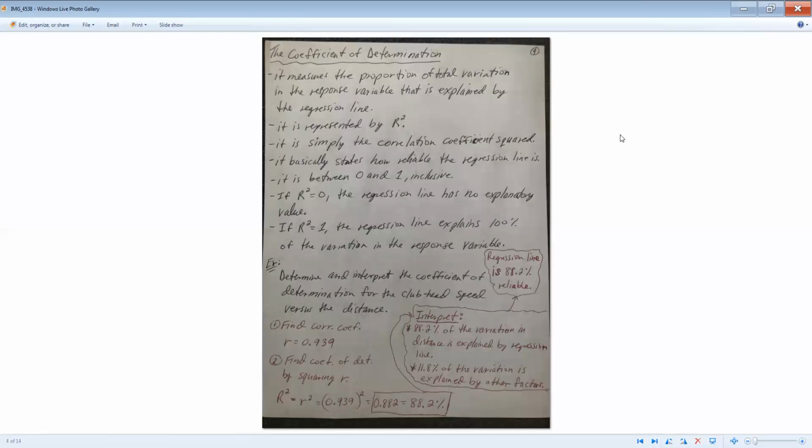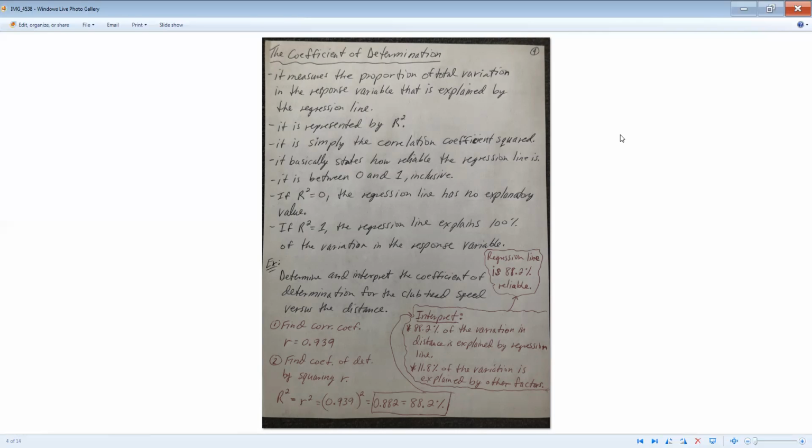Last thing in this section, the coefficient of determination. It measures the proportion of total variation in the response variable that is explained by the regression line. It's represented by capital R squared. It's simply the correlation coefficient squared. It basically states how reliable the regression line is. It's between 0 and 1 inclusive. If R squared is equal to 0, the regression line has no explanatory value. If R squared is equal to 1, then the regression line explains 100% of the variation in the response variable.